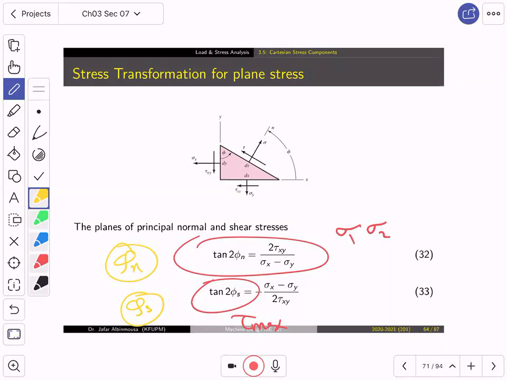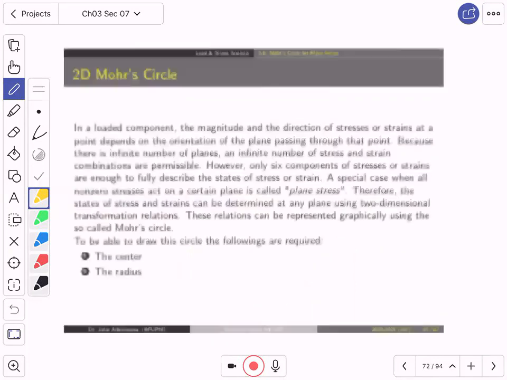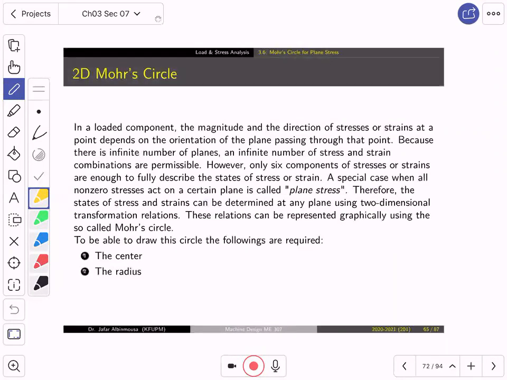Now, it turns out that this whole thing we call plane stress transformation. Why do we call it plane stress? Because it is 2D and we are assuming that there is nothing in the depth. And it is transformation because you are transforming the angle, the state you are looking at.